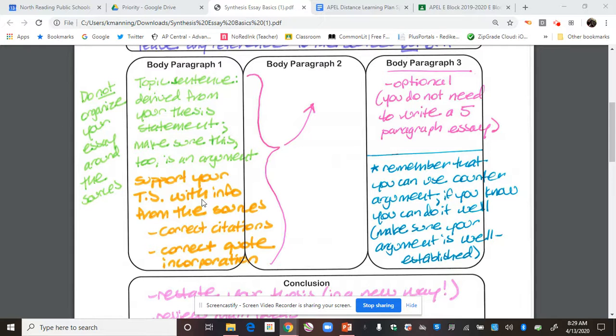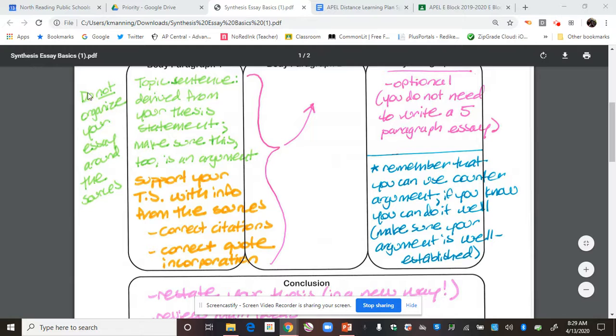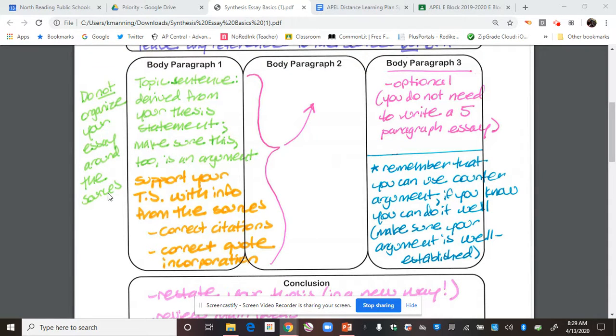Again, a lot of this information is information we already know. You want to start with a topic sentence that's derived from your thesis. Remember to break a piece of your thesis statement off to create each topic sentence. Again, leaving the sources out of it. Do not organize your essay around the sources. Organize it around your ideas.